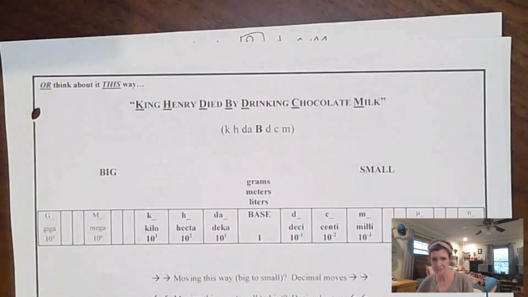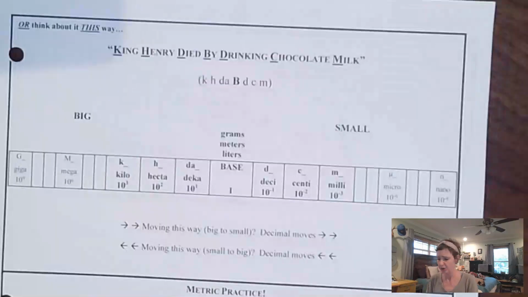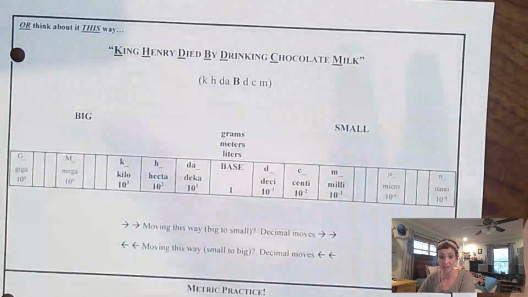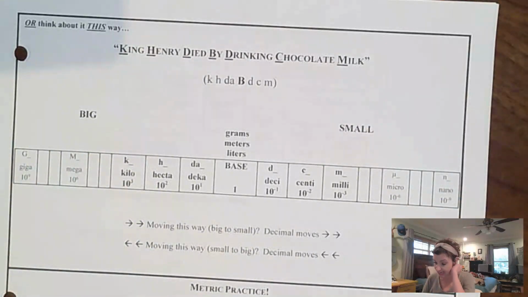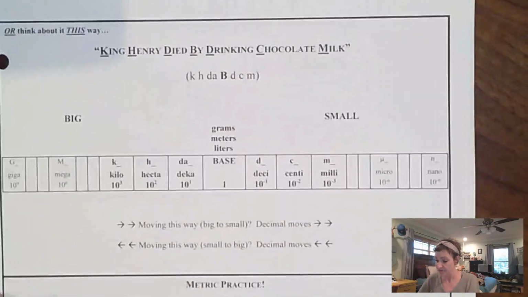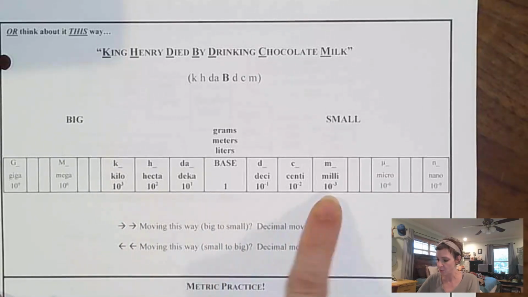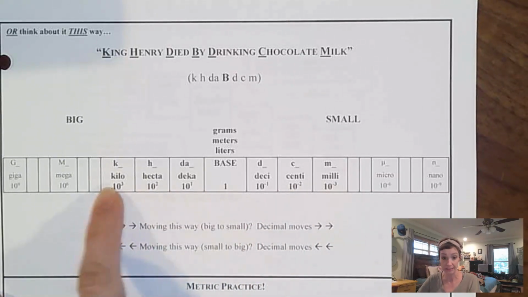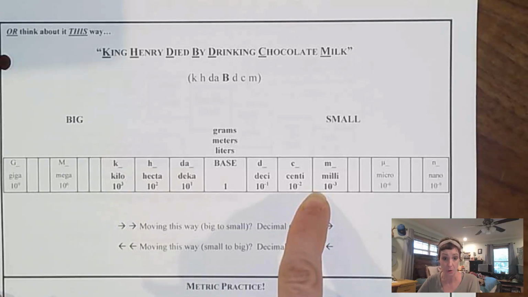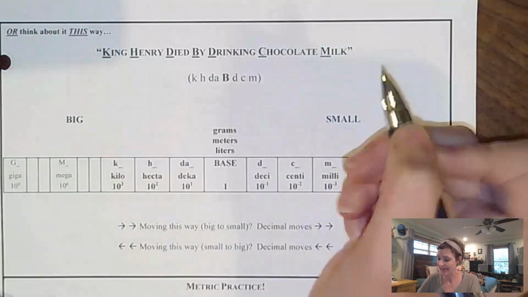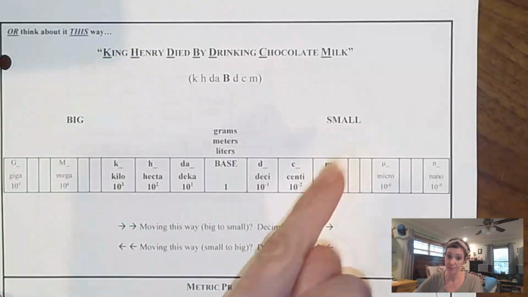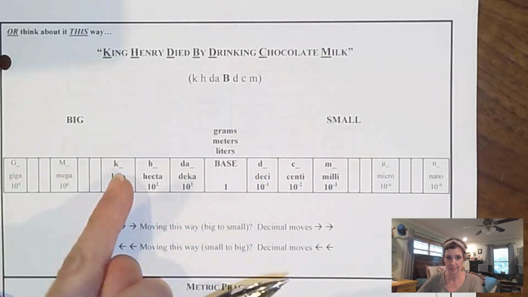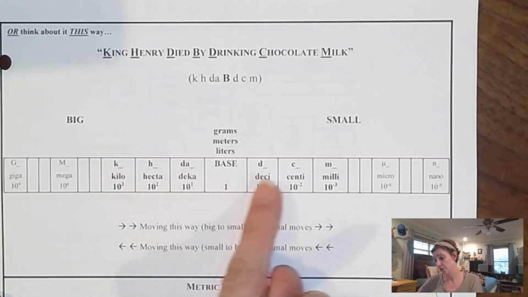Okay, so this is the one that I created, and it creates a little bit broader scope of some of the bigger and smaller units in the metric system. If you'll notice this, the main ones right here I've bolded because these are by far the most common, okay? And once again, if you move this way, you're moving your decimal this way. If you're moving this way, you move your decimal this way.